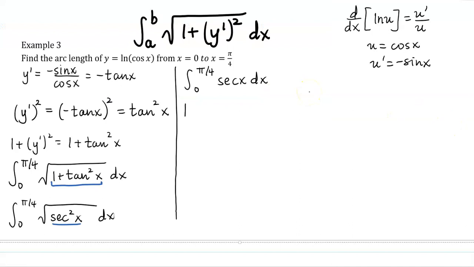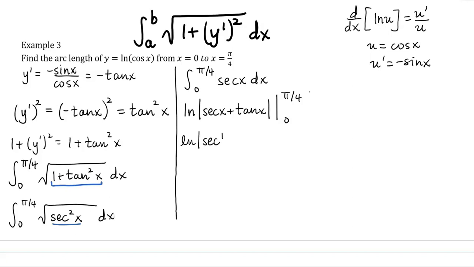So the integral of secant is natural log of the absolute value of secant x plus tan x. And we will evaluate this from 0 to pi over 4. So I will first plug in pi over 4. We have natural log absolute value of secant pi over 4 plus tan pi over 4. And then from that we are subtracting natural log absolute value of secant 0 plus tangent 0.